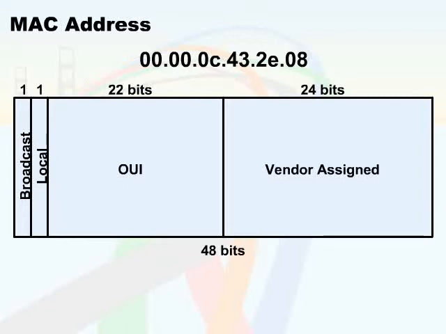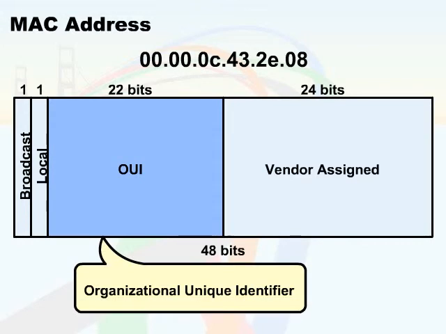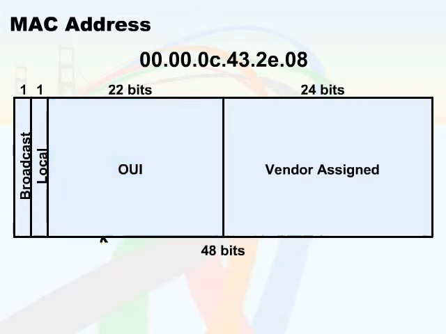What we see with MAC address components are two major areas. One is the Organizational Unique Identifier, or OUI, and the other is the vendor assigned portion. Now when we look from right to left, we see the vendor assigned portion is actually 24 bits in length, which is roughly half of the MAC address itself.